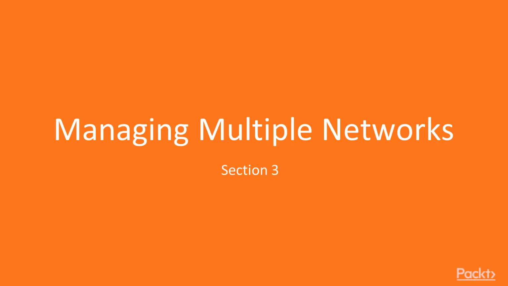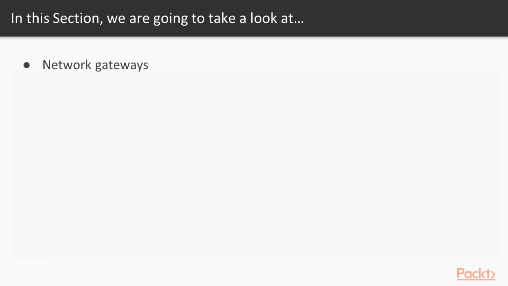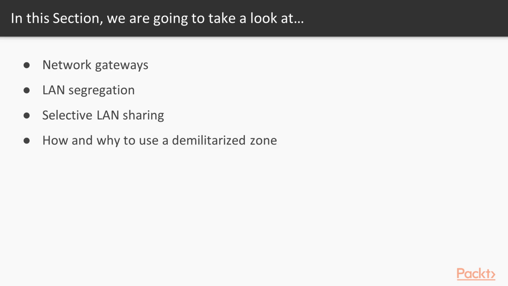Section 3. Managing Multiple Networks. In this section, we will explore network gateways in Lesson 3.1, followed by LAN segregation in 3.2, and in Lesson 3.3, we will selectively join our LAN networks, and then in Lesson 4, we will explore how and why a demilitarized zone, or DMZ, works.